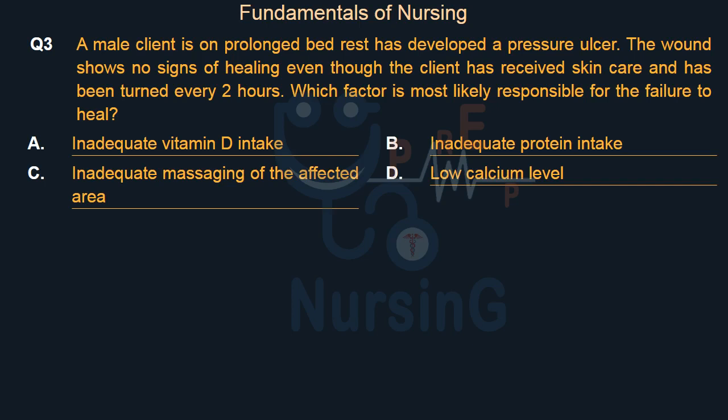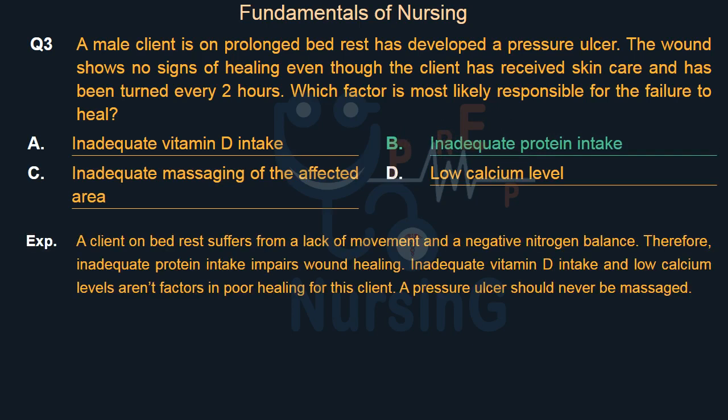Right answer is Option B. Inadequate protein intake. A client on bed rest suffers from a lack of movement and a negative nitrogen balance. Therefore, inadequate protein intake impairs wound healing. Inadequate vitamin D intake and low calcium levels aren't factors in poor healing for this client. A pressure ulcer should never be massaged.